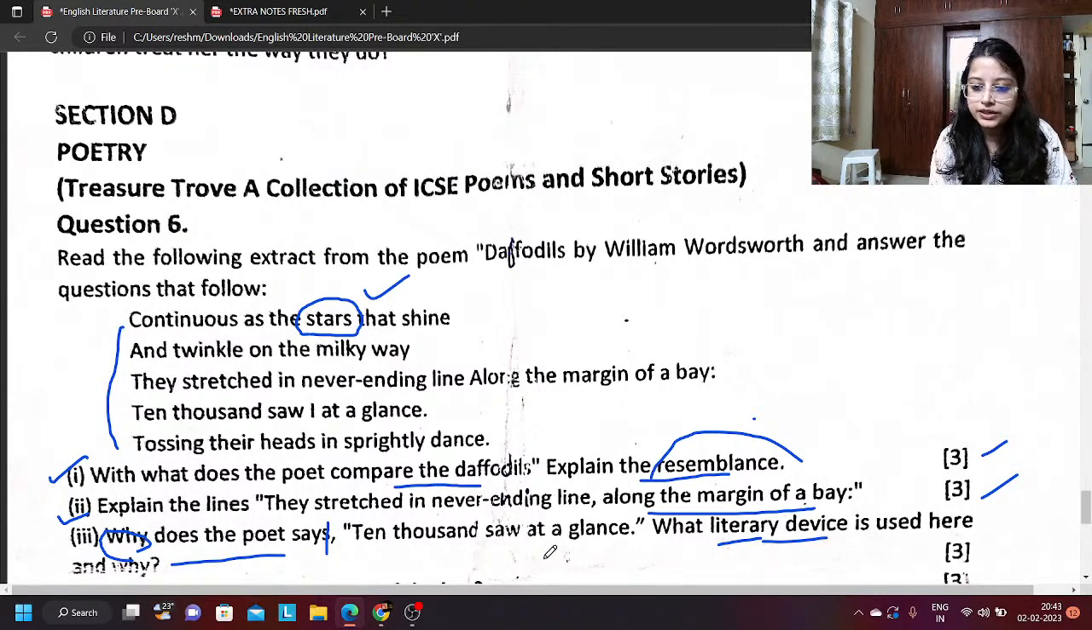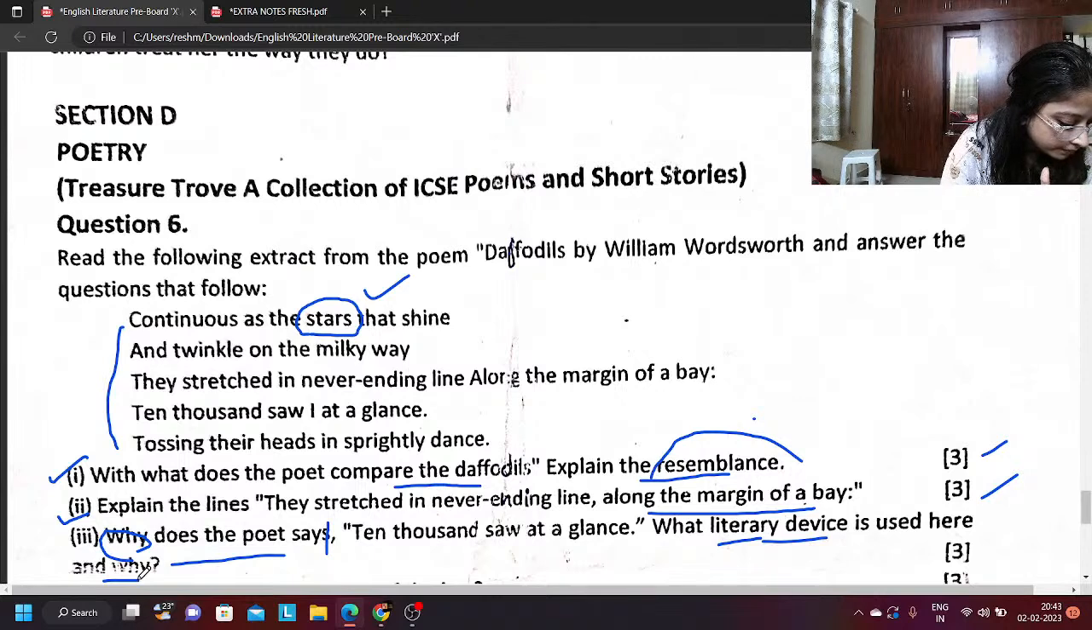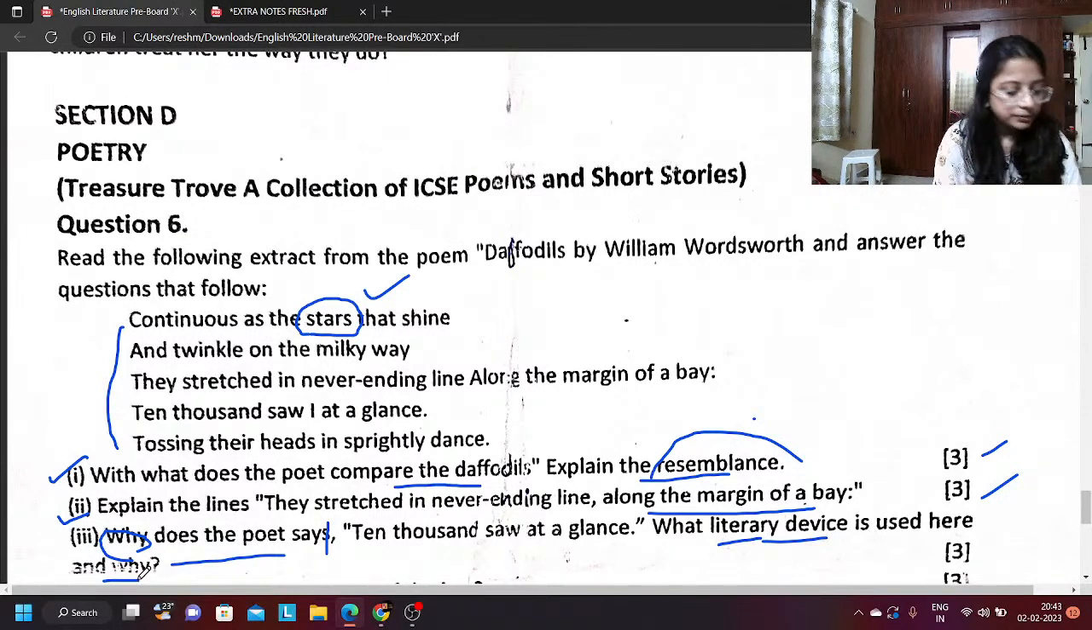That's why. What literary device is used? This is hyperbole. Hyperbole, okay? The pronunciation is hyperbole. Hyperbole is used why? Because hyperbole is a figure of speech where we can exaggerate an idea. Here, the poet had to exaggerate the beauty, the bright yellow colored white flowers, okay, the daffodils. So he used this kind of a figure of speech. Correct. Mayank's answer is correct.